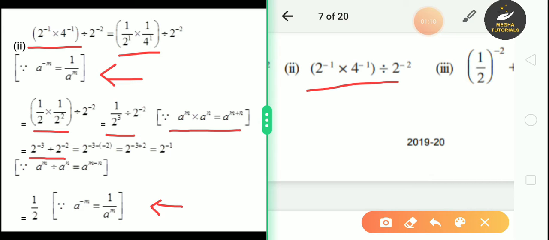Then we can use a raised to m divided by a raised to n is equal to a raised to m minus n. So we can write 2 raised to minus 3 minus minus 2. So minus minus plus, so we will get 2 raised to minus 3 plus 2, which is equal to 2 raised to minus 1.